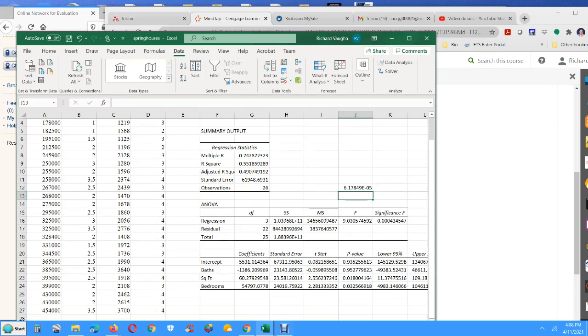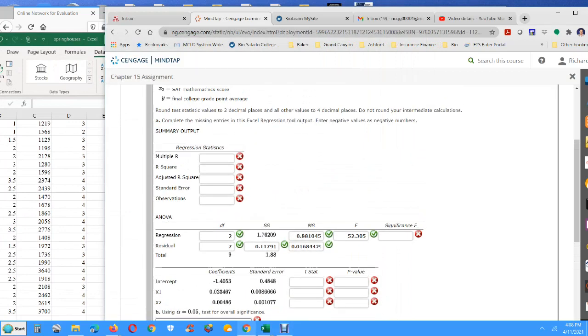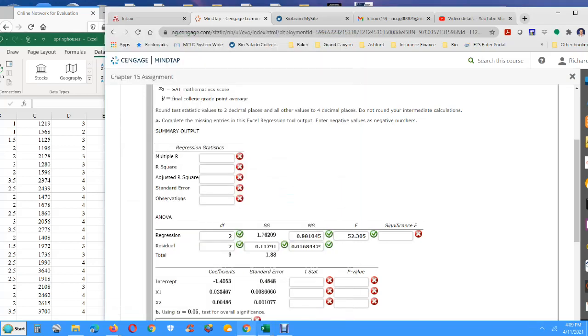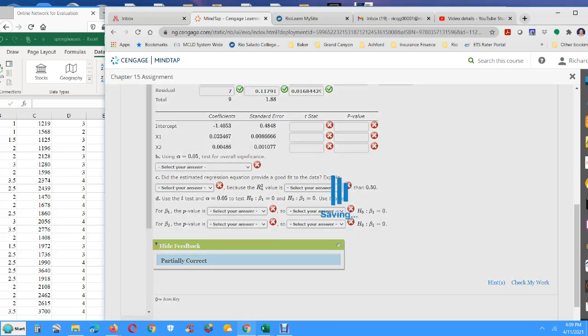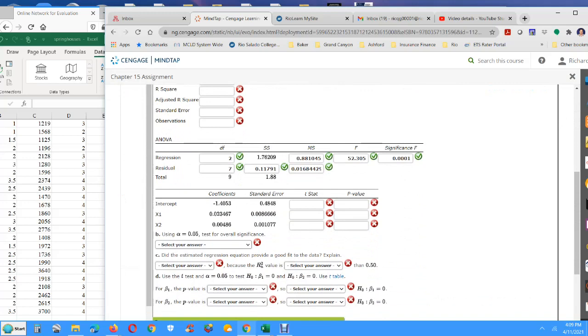So back over into our sheet, I'm not really sure if it tells me to round the test statistic to 2 and all other values to 4 decimal places. So this is 5 zeros and then the number, I'm going to move this decimal place 5 places to the left, so it's 4 zeros and then the number 6. So it's going to be 0.0001 when you round it. Now let's just go ahead and check that one. All right, and you can see that I got that one right.